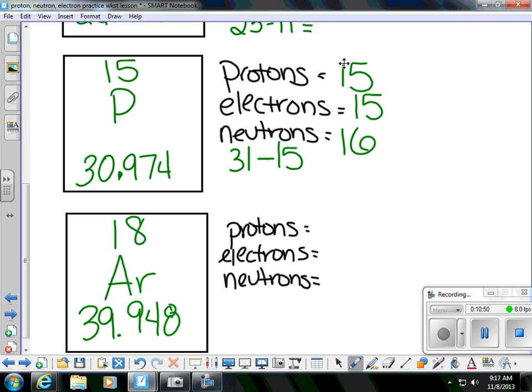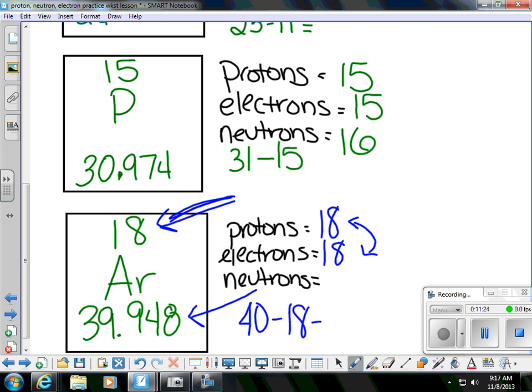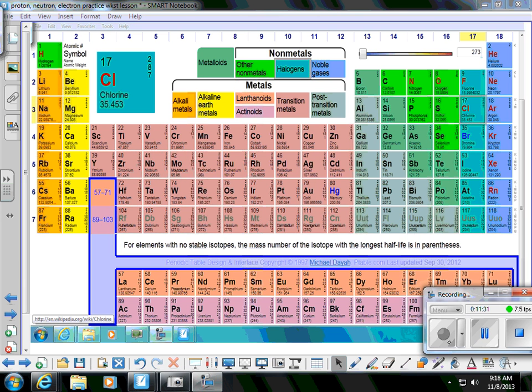You guys are getting it. This is awesome. All right, let's try argon. The atomic number is 18. That gives us 18 protons. We also get 18 electrons because these two equal each other in neutral atoms. Look at the atomic mass. What are we going to round that to? 40. 40 minus the atomic number, which was 18, gives us what? 22 neutrons. Awesome.